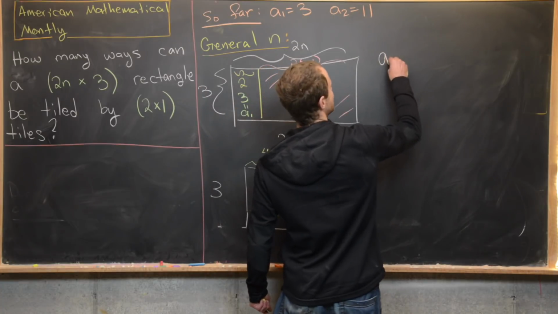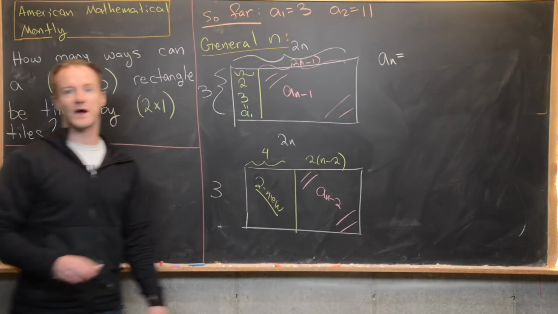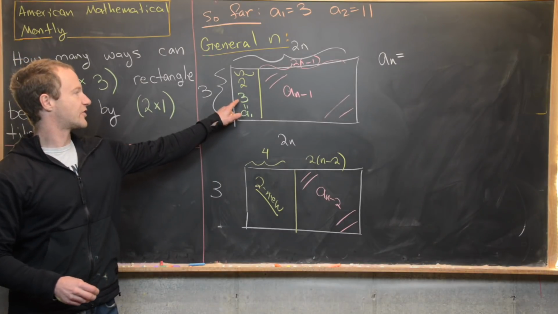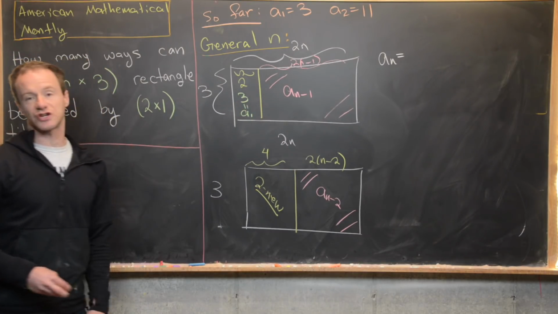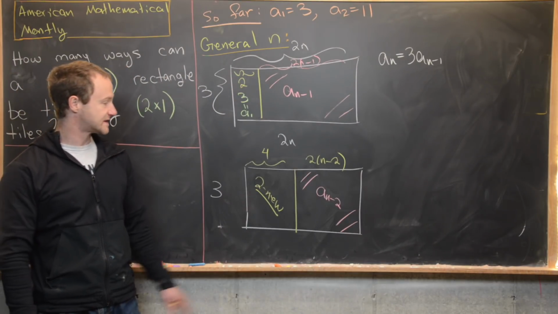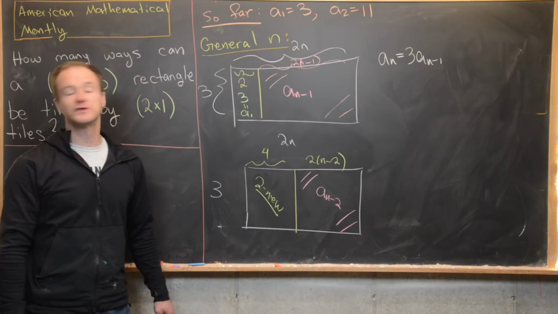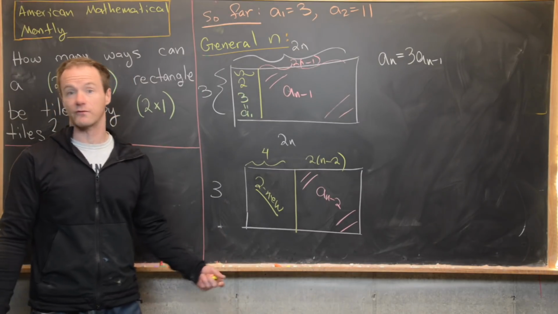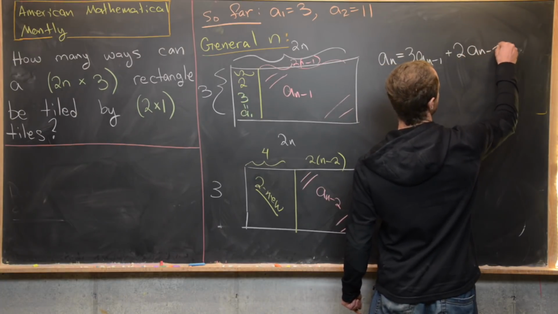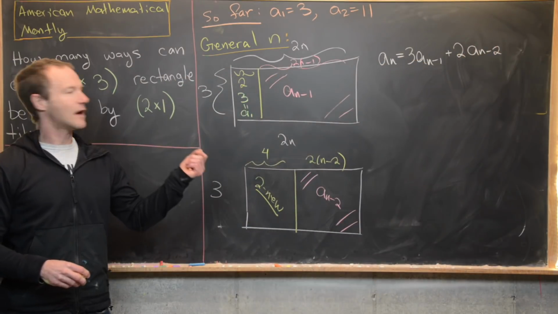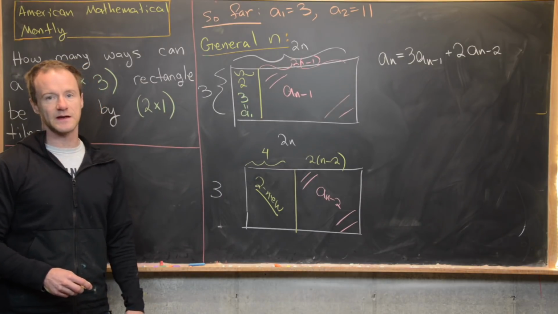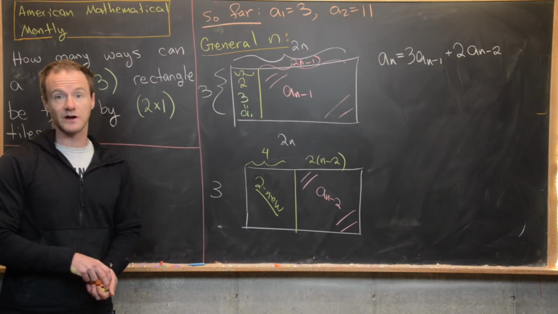So notice a sub n will be the total number of ways to tile a 2n by 3 rectangle. Well, we get 3 ways for each a sub n minus 1. And then we have 2 new ways attached to this 2 times n minus 2 by 3 rectangle. So we can write that as plus 2 times a sub n minus 2. So now we'll need to solve that recursion to find a closed form for a sub n, and that's exactly what we'll start doing on the next board.